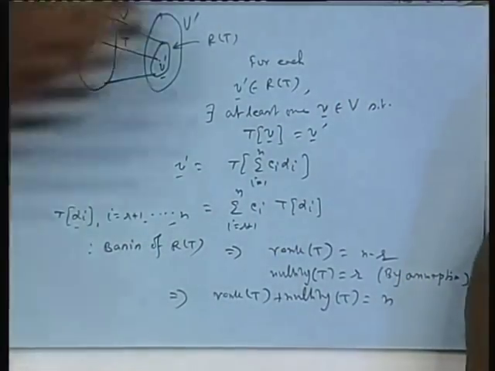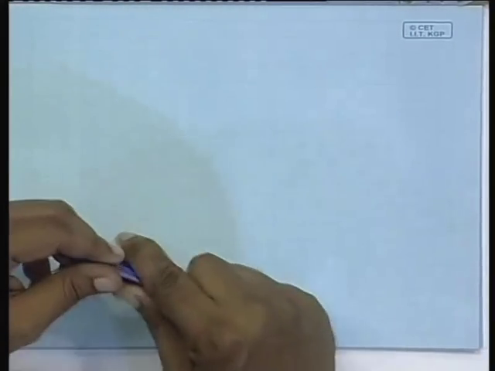This is one result we will need. Since I do not know your linear algebra background, I have to do all this by myself, otherwise I would have easily skipped this. What is the implication of this null space?